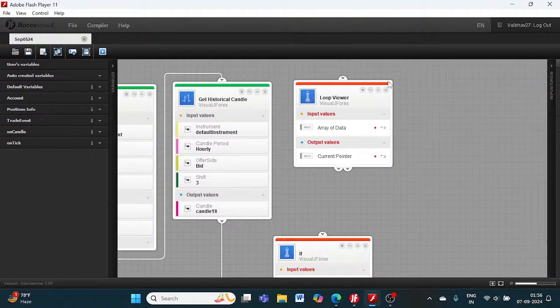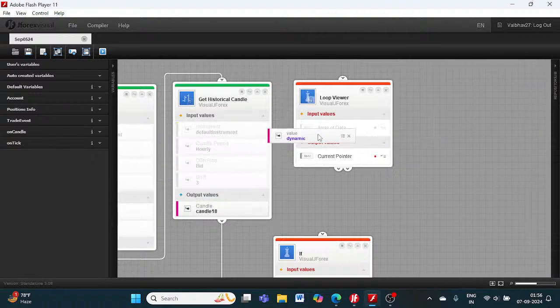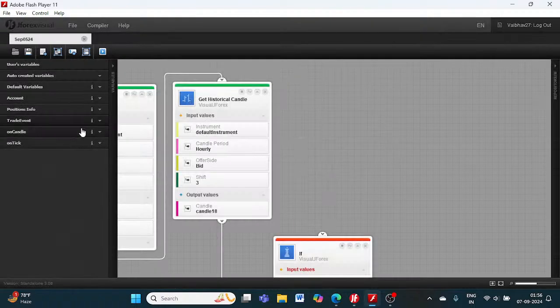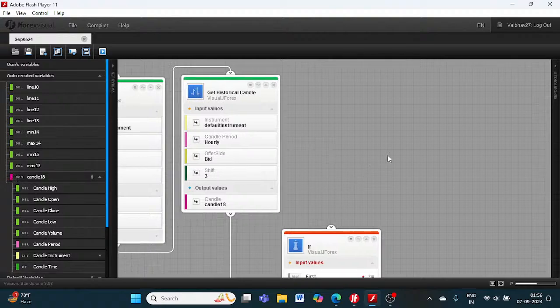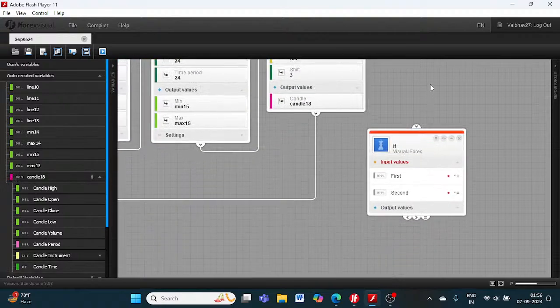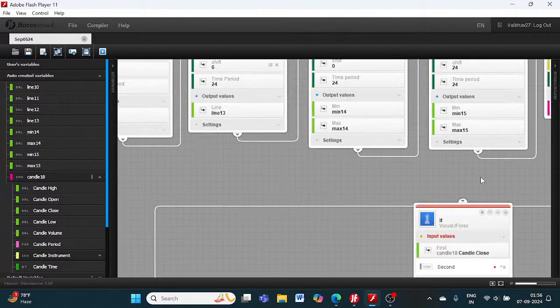Let me, no, I think it is not allowed. So what we can do is see the auto created variables. Here it is, candle 18. Alright, we don't really need loop viewer. Instead we can get the candle 18 candle close from this panel on the left side and do the comparison.